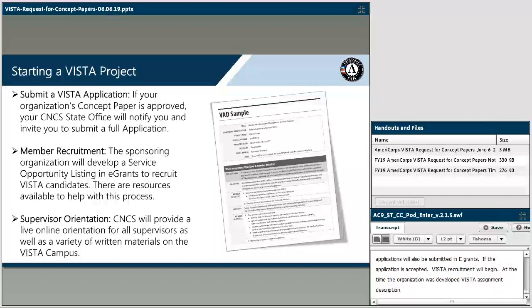The VISTA assignment description, sometimes referred to as the VAD, V-A-D, is the required member position description for each VISTA member. It is also a powerful guide for planning and implementing most major responsibilities, including selecting a VISTA candidate, guiding and supporting members, and assessing members' performance.